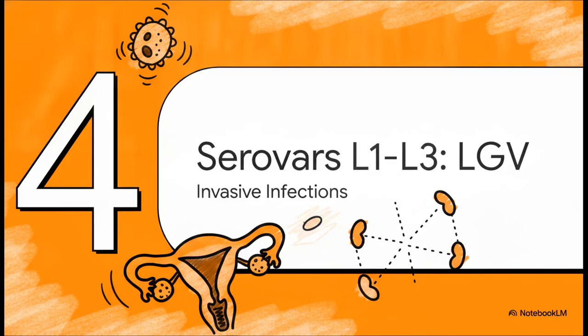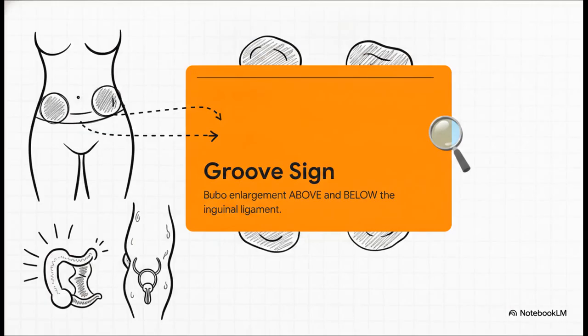Let's raise the stakes. Section 4, serovars L1 through L3, causing lymphogranuloma venereum, or just LGV. This is the most invasive category we'll cover. It usually starts off as this painless genital ulcer that patients might completely ignore, but it soon progresses to painful, fluctuant inguinal buboes. And this leads us to a highly specific clinical marker, the groove sign.